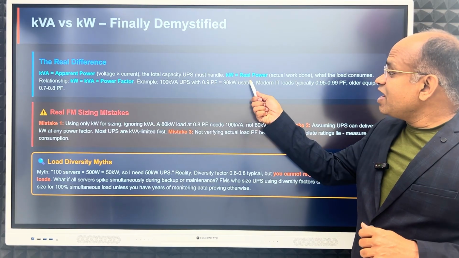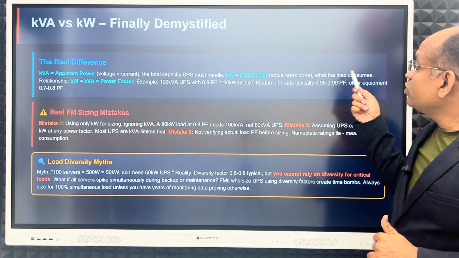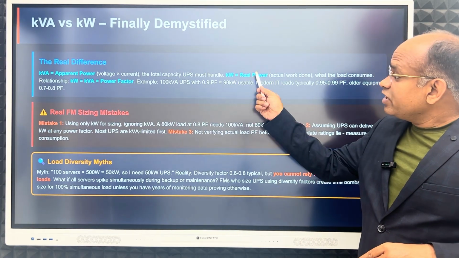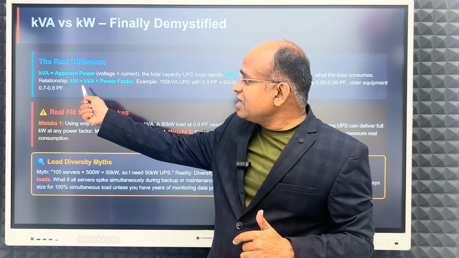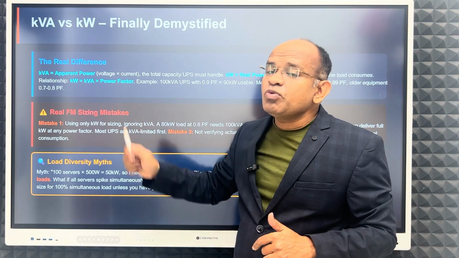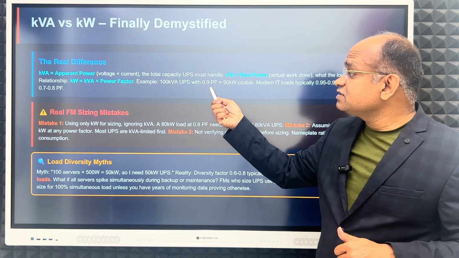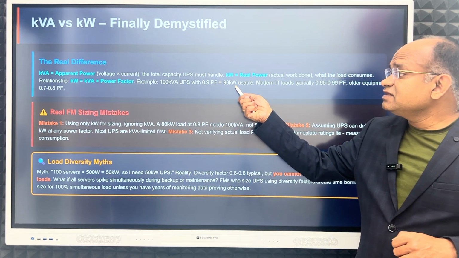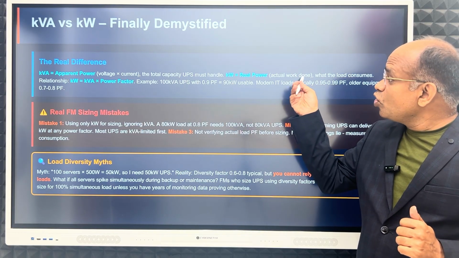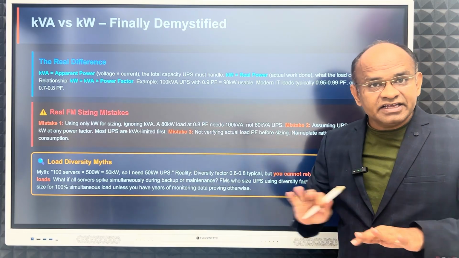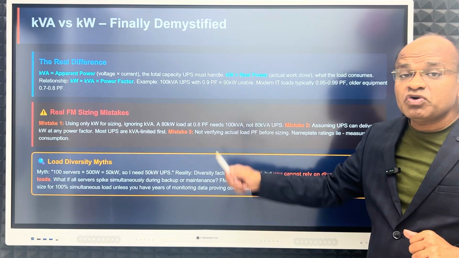Now kilowatt. Kilowatt is the real power, the actual work done. It is what the load consumes exactly. Whatever power is consumed by the load, that is kilowatt. The relationship: kilowatt is equal to kVA multiplied by power factor. Now an example: a 100 kVA UPS with 0.9 power factor is 90 kilowatt only. It can support a 90 kilowatt load, not a 100 kilowatt load. So it is defined by this factor, the power factor.